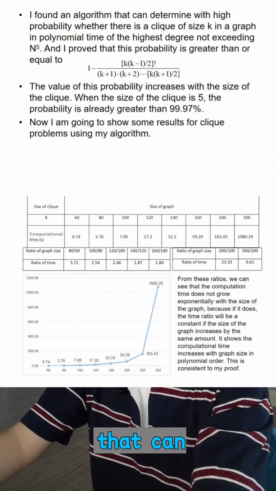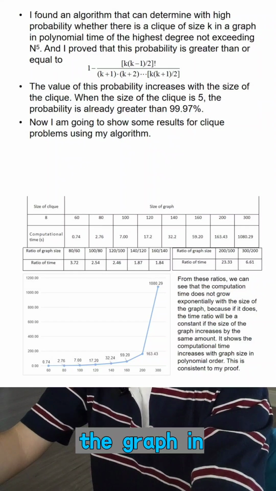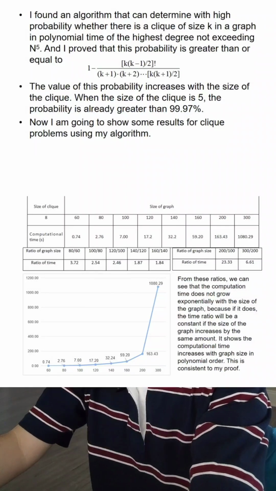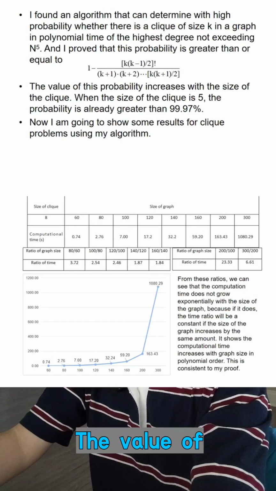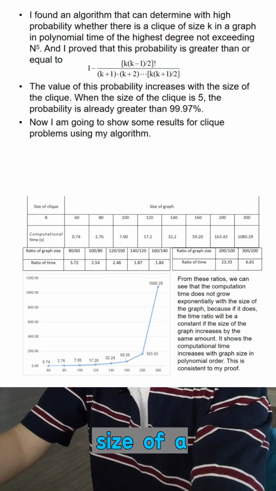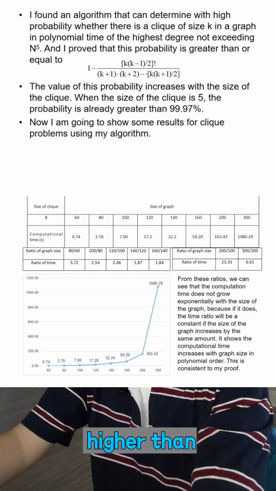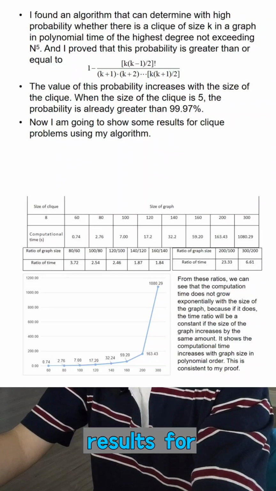I found an algorithm that can determine with high probability whether there is a clique of size k in the graph in polynomial time of the highest order not exceeding n to the power 5, and I proved that this probability is greater than or equal to this value. The value of this probability increases with the size of a clique. When the size of a clique is 5, the probability is already higher than 99.97%. Now I'm going to show some results for clique problems using my algorithm.